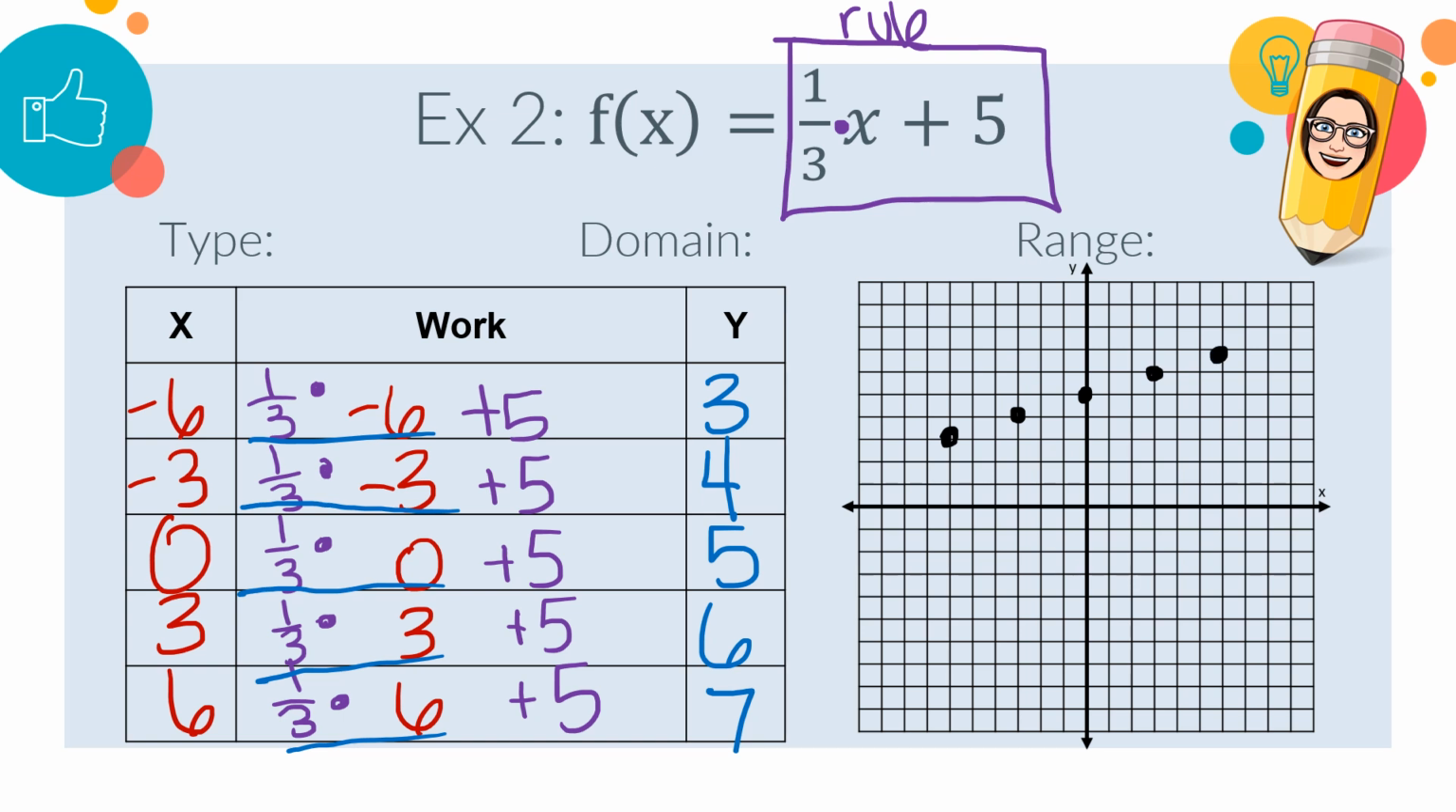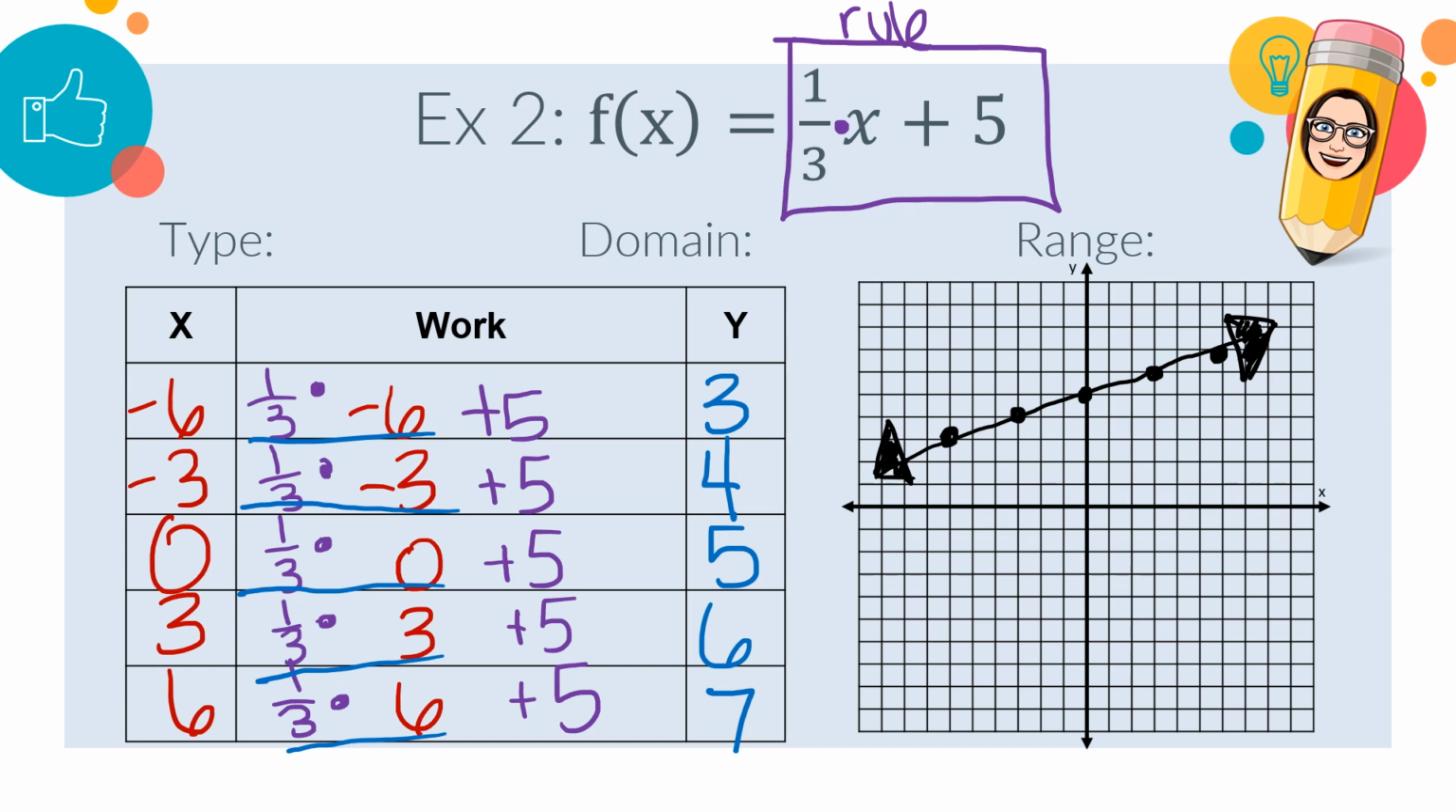If you can't fit that last dot, not a big deal, because even if you only have 3 dots, you have enough information to connect. You have to draw arrows. Arrows imply that this graph goes forever, which it does, right? If my table keeps going, my graph keeps going.